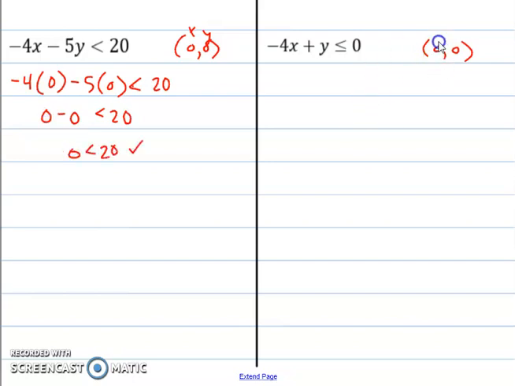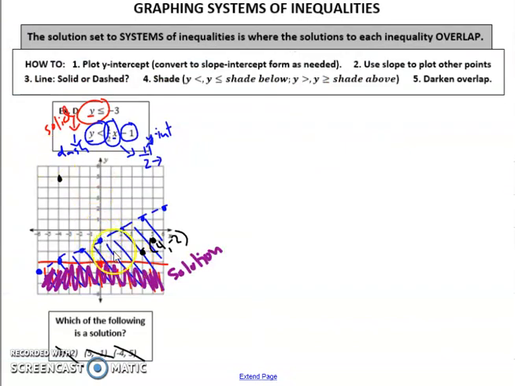Woohoo! Works there. All right, again, we're going to plug it in to the second inequality because it has to work for both. So negative 4 times 0 plus 0 should be less than or equal to 0. All right, so we have 0 plus 0 is less than or equal to 0. 0 is not less than 0, but 0 is equal to 0. Woohoo! It worked. Okay, so that's all that you're doing. Pick a point.